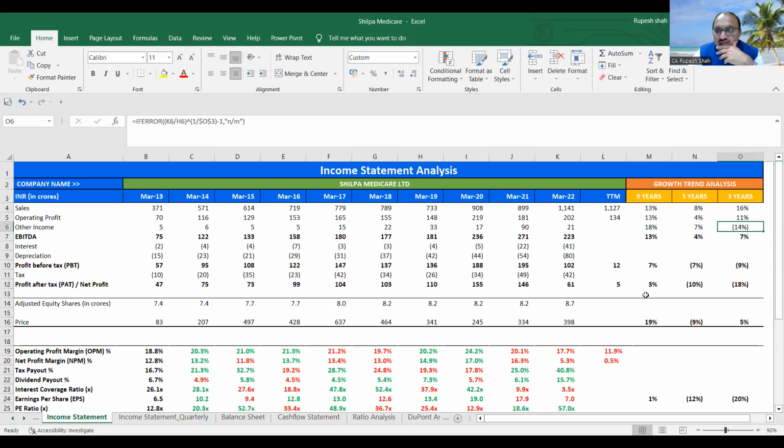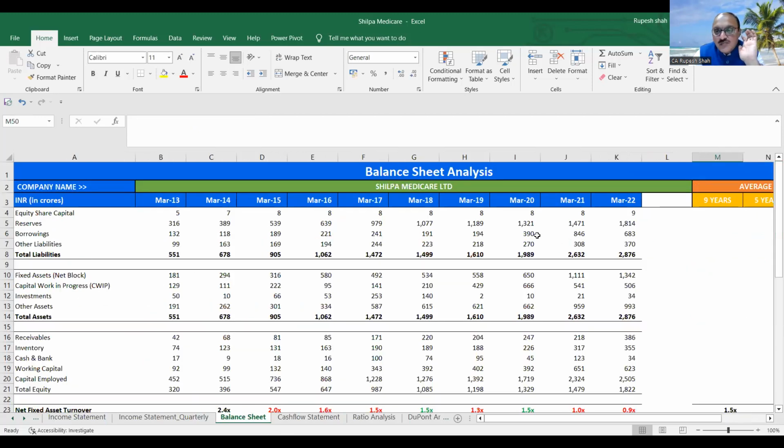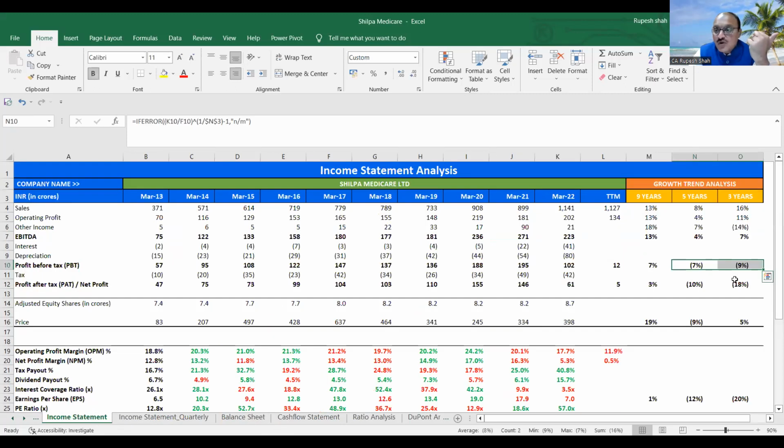Then interest okay, then PBT again, see, there is growth in PBT for 9 years, but not in these 2 years. What does it mean? Interest and depreciation are eating everything, correct? Maybe the company has borrowed more. Just see the balance sheet and see the borrowing, right? 390 to 683 crore. Maybe that is why the interest cost is actually eating into the profit, and they are not able to show the growth in the profit growth. And same story in the PAT.